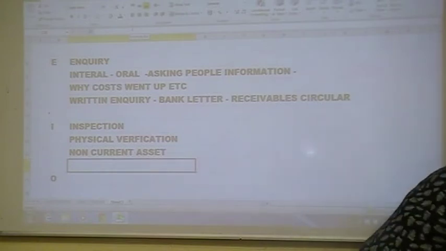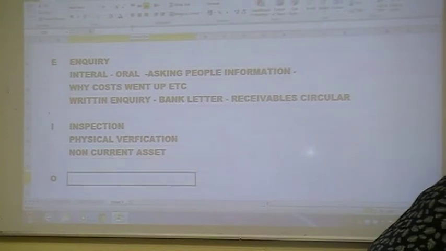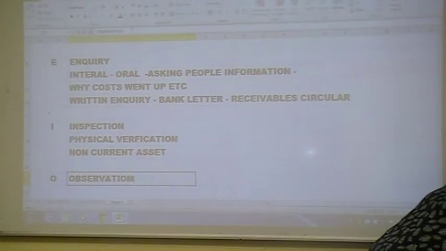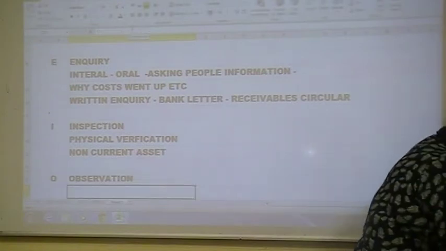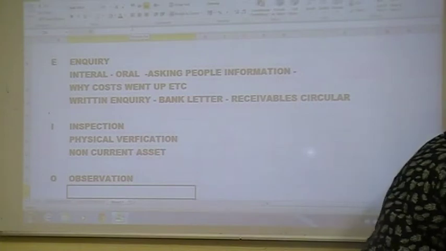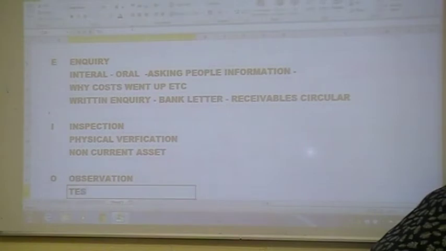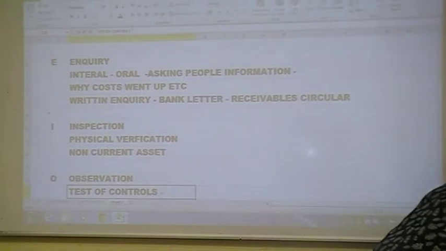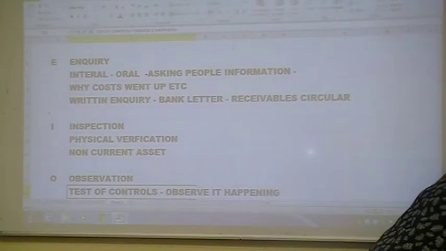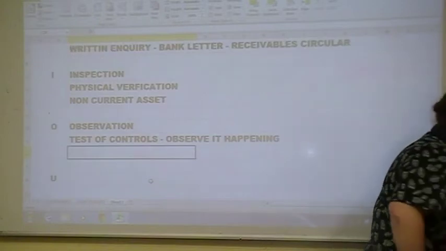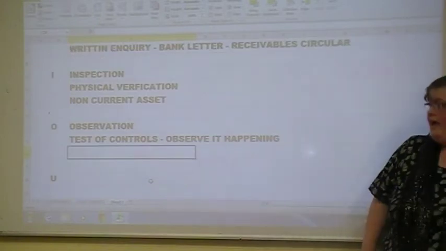Okay, so that's our inspection. Our next one is observation. Okay, and this is for our test of controls, to observe what's actually happening.